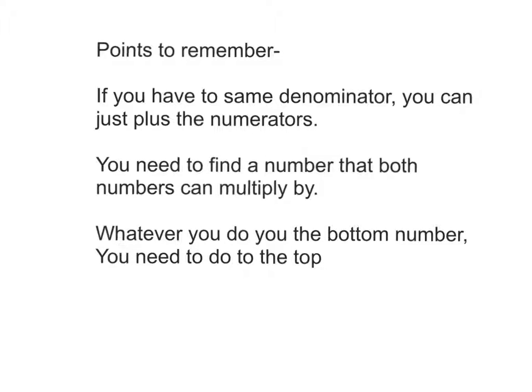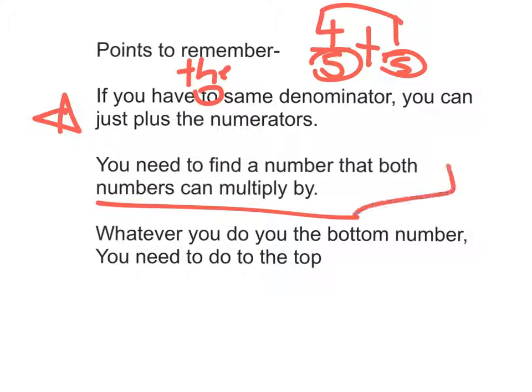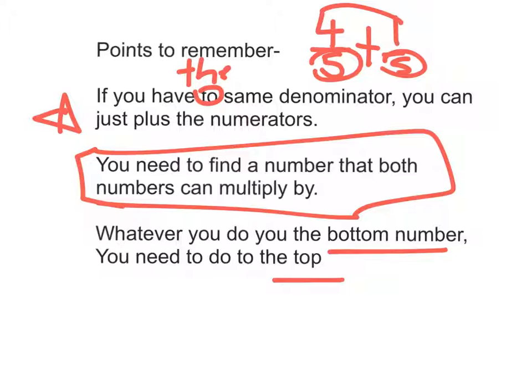Here are some points to remember when you go through this again. Okay, ready? Look at that spelling mistake. That's bad. I should maybe fix that up. Ready? If you have the same denominator, you can just plus the numerators. So, like we talked about before, if you have 4 over 5 plus 1 over 5, and they're already the same, you can just plus the top. But if they're different, you need to find a number they can both multiply by. Alright? And the last thing is, whatever you do to the bottom number, you have to do to the top number. Okay? That's pretty much it for the video.